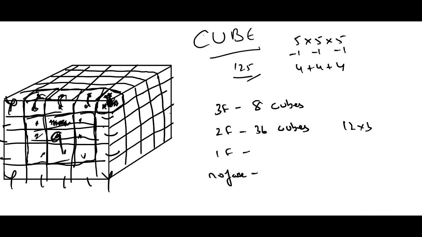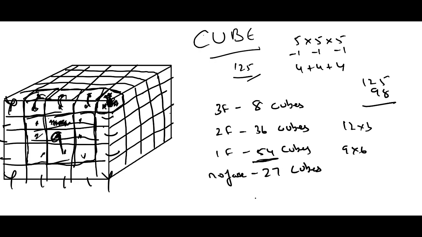So if 9 are on this face, we have a total of 6 faces. That means 9 times 6, we have 54 cubes. So out of 125, we have 54 cubes which are one face painted. Now if we add these, we have 98 cubes in total. Out of 125, if we subtract 98, we have 27 cubes which are not painted on any side.